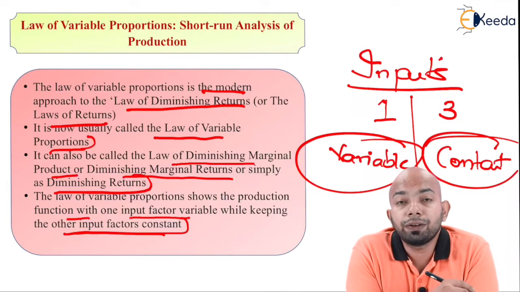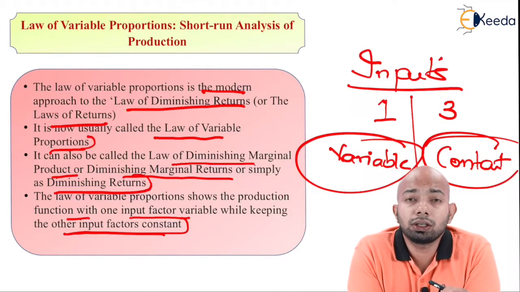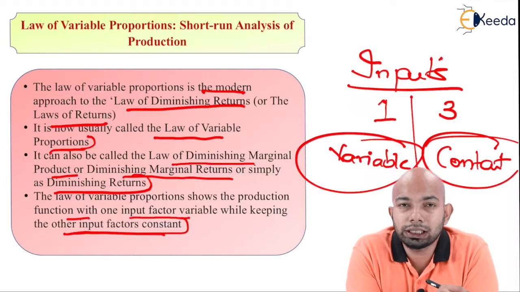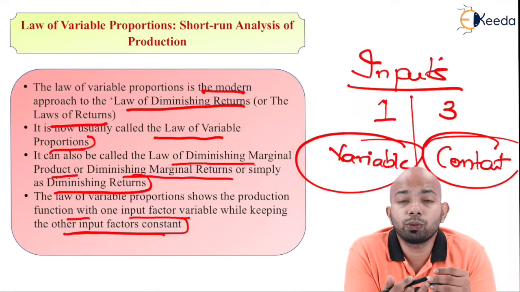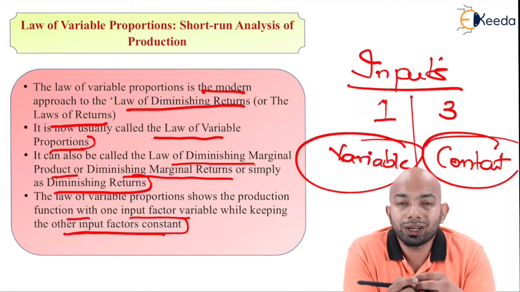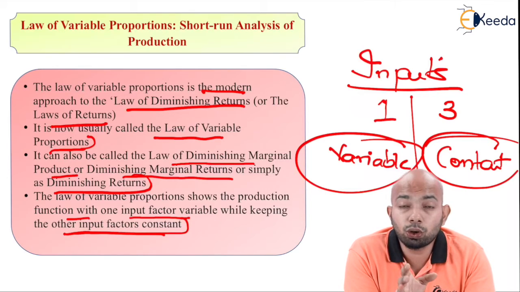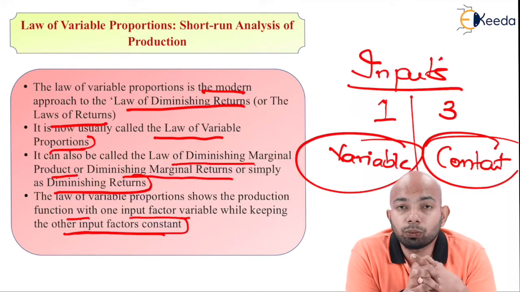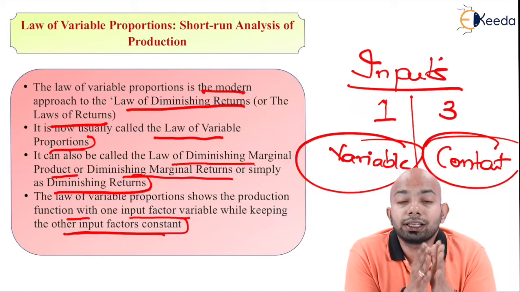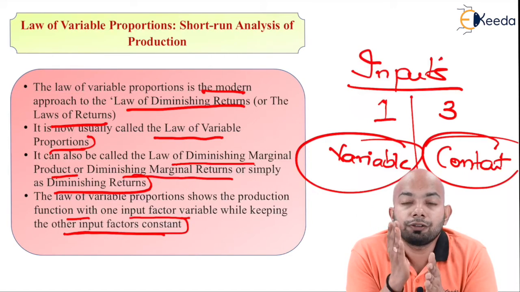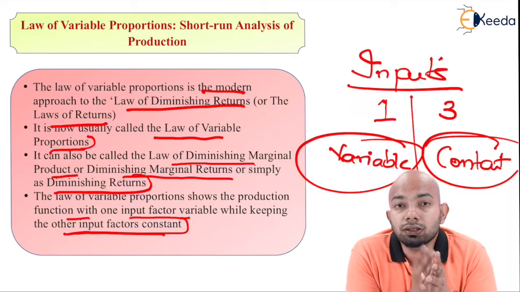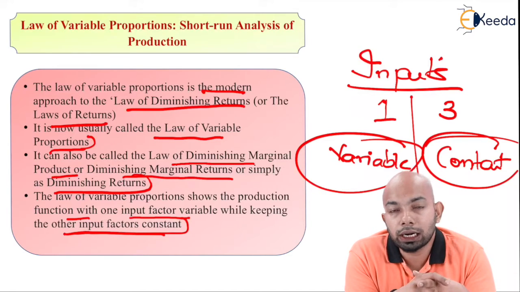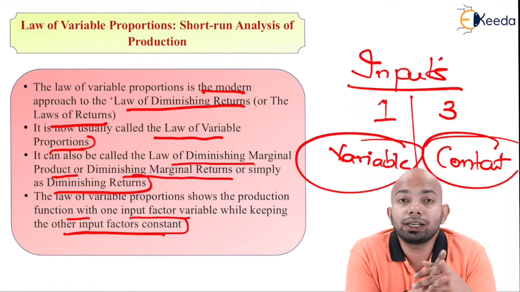This law of variable proportion, or short-run analysis of production, is just a small concept that gives you the meaning of what we'll be dealing with. This is not a complete concept. It is just an introduction. There are various isoquants, various technologies, and various terms and principles that you have to understand when you study this law of variable proportion.